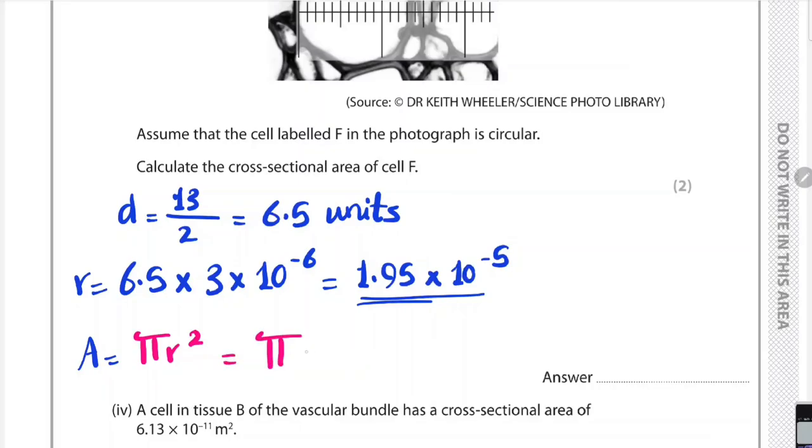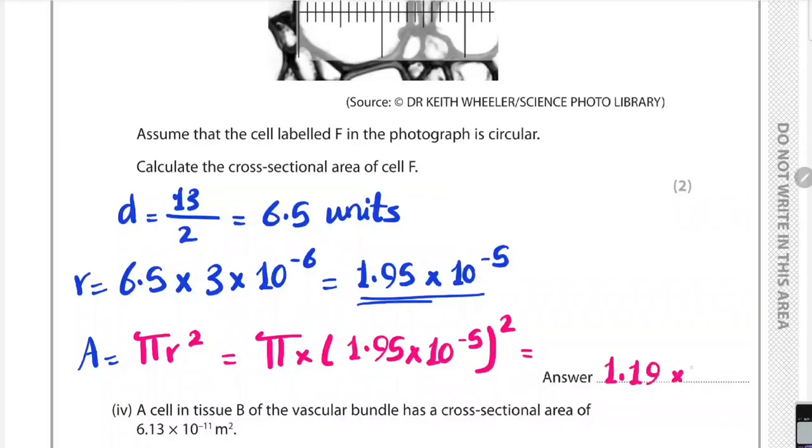Pi is available in your calculators, you can use it. R here is 1.95 times 10 power negative 5, all power 2. And if you use your calculator, this will be 1.19 times 10 power negative 9, and this will be, of course, in meters squared.